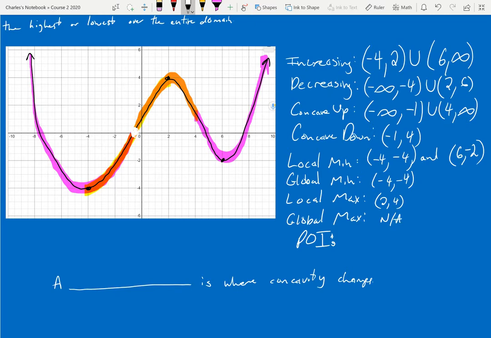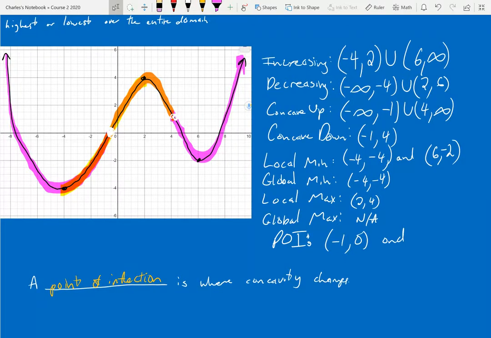And so the final word or term or definition is a point of inflection. And a point of inflection is where concavity changes. And in this case, I have 2 of them. And I don't know exactly what the y coordinate is, but I'm going to say that it's somewhere at -1 comma, well, let's say -1 comma 0. That's where it changes from concave up to concave down. And then it looks like at about 4 comma 1, it changes from concave down to concave up.